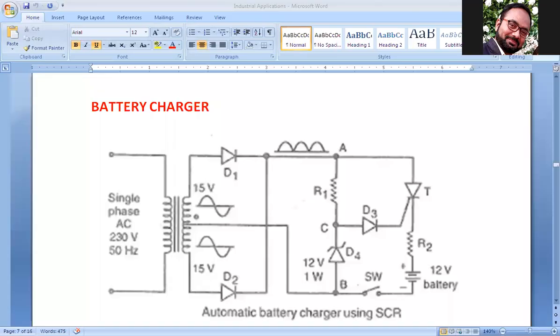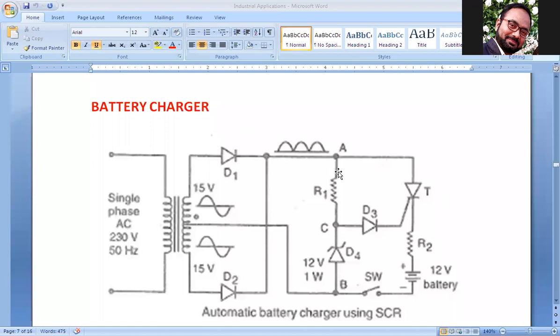Another is that we use the battery in our UPS system also. Then there are other applications of the battery where we need to charge this battery. So how to charge this battery automatically? With an automatic cutoff system.